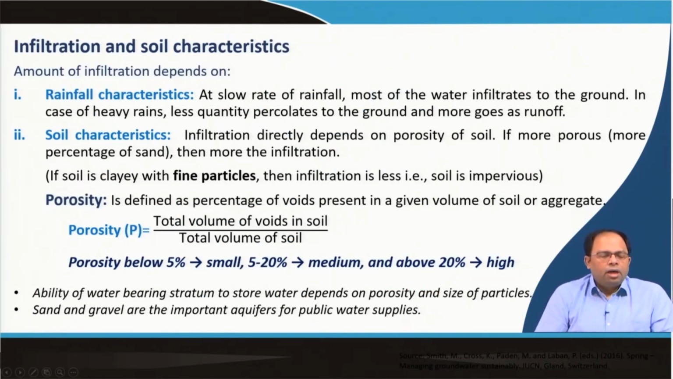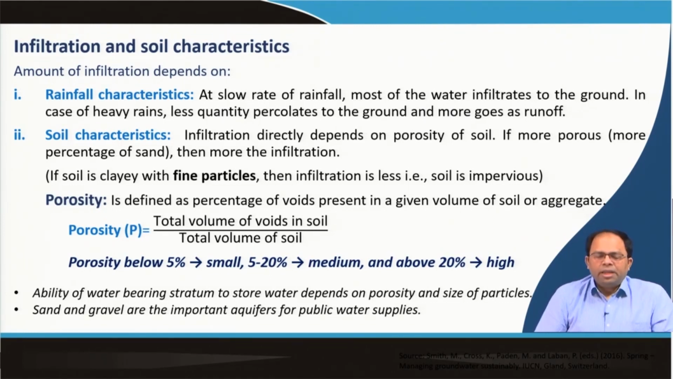And before we look into groundwater, we need to understand different characteristics of the soil and infiltration that determine how groundwater will be formed, or how groundwater flows within a particular area. So, first of all, we talk about infiltration. The amount of infiltration depends definitely on the rainfall characteristics of a particular area and also the soil characteristics. So, that means in case of a very slow rate of rainfall, most of the water infiltrates into the ground.